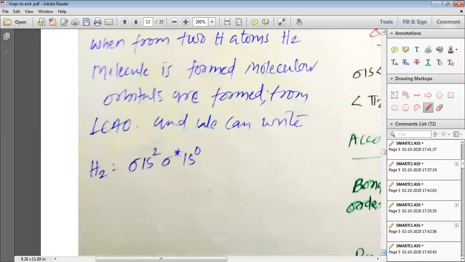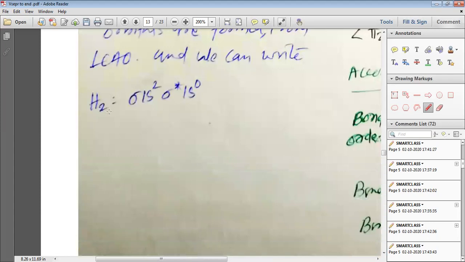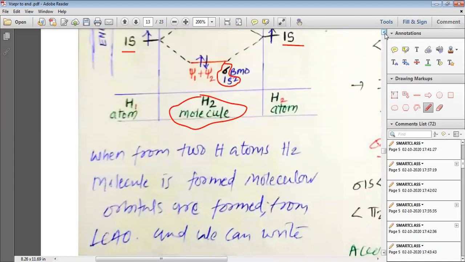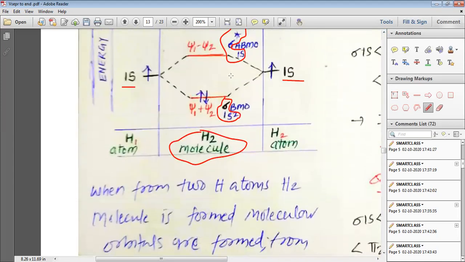When the H2 molecule is formed from two H atoms, molecular orbitals are formed from LCAO, and we can write that the electronic configuration of the H2 molecule is sigma 1s2, sigma star 1s0. These two electrons which are present in 1s, according to the Aufbau principle, first go to the lower energy level, and the lowest energy level here is sigma 1s. So both the electrons from 1s and 1s go and fill into the sigma 1s orbital with opposite spin, exactly following the rule of Aufbau and Pauli's exclusion principle.